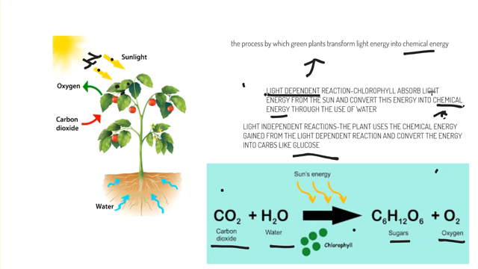So first, after gaining this chemical energy from the light dependent reaction, the plant then needs to convert it into carbs like glucose, because it cannot use this raw chemical energy for its processes. So in the light independent reactions, the plant converts the chemical energy gained from the light dependent reaction into energy like glucose that it can actually use.